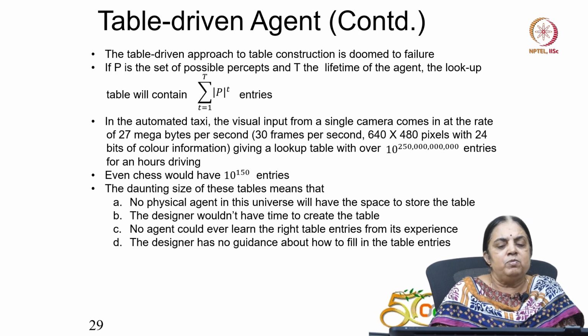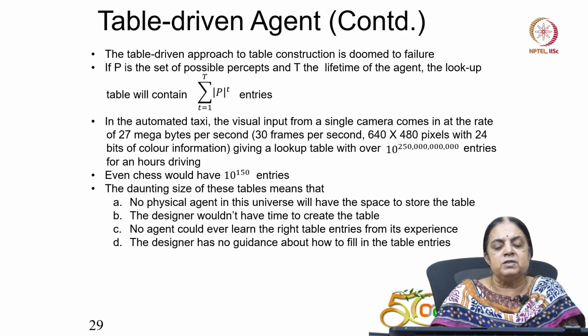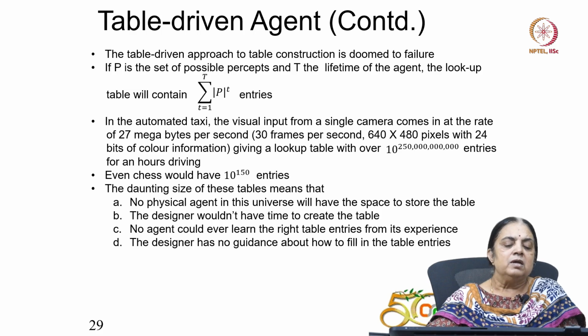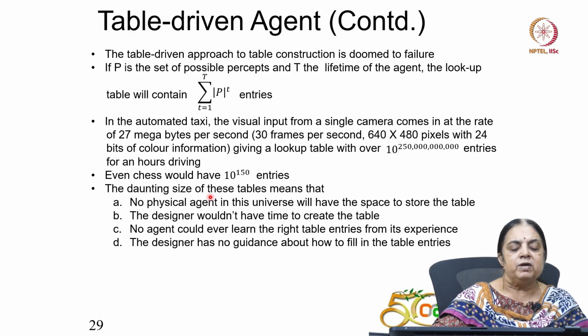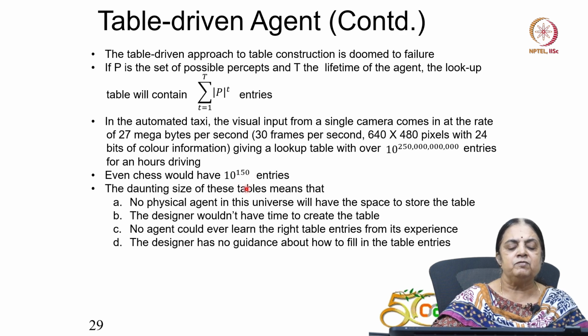The problem with the table driven agent is that the percept sequence keeps on increasing, right? When the percept sequence increases, it's very difficult to solve this problem with the lookup table because the lookup table will become very big, right? Even in chess you would have 10 to the power of 150 entries, because there are 75 moves done by each agent, or each person, that is 150 moves. So the percept sequences that you can have is 10 to the power of 150.